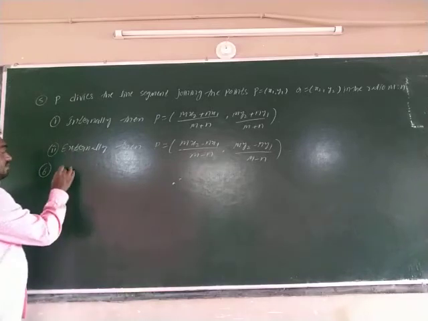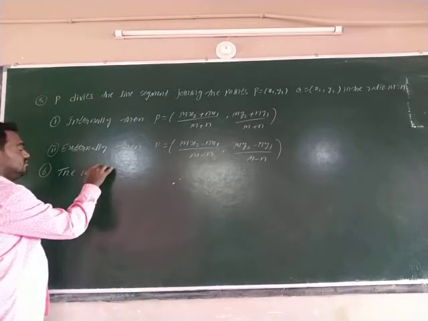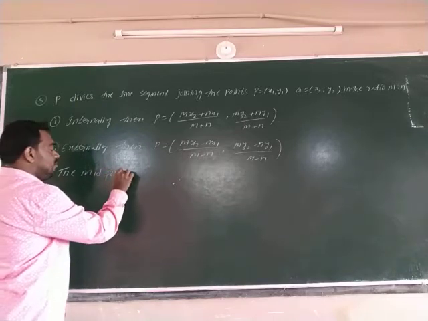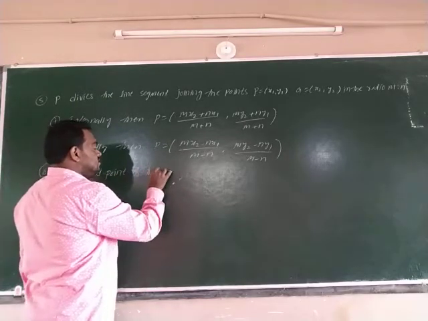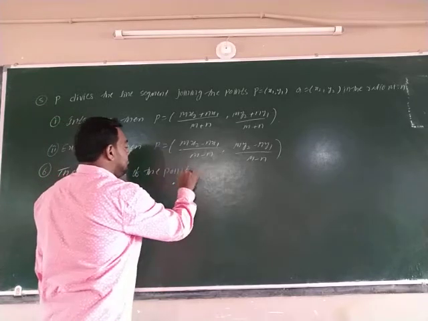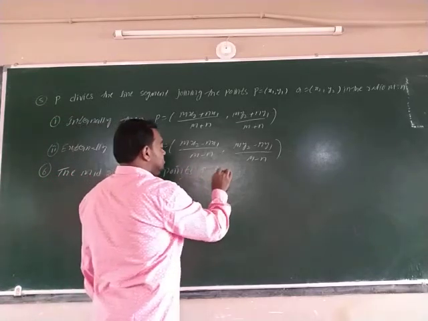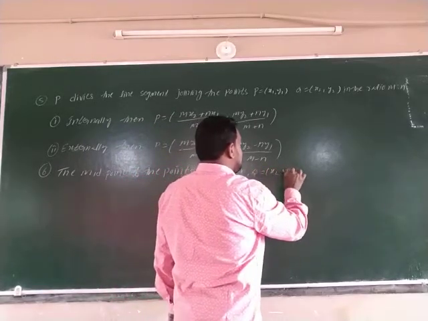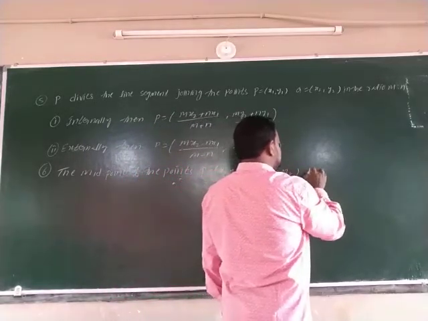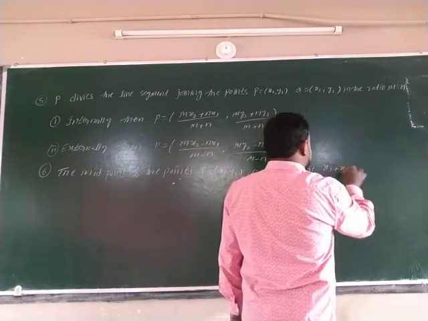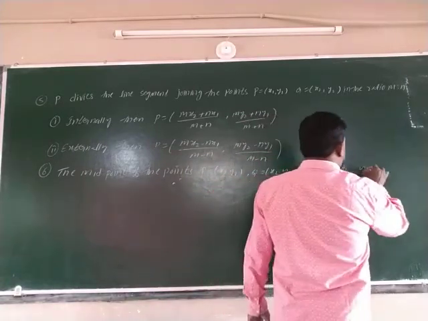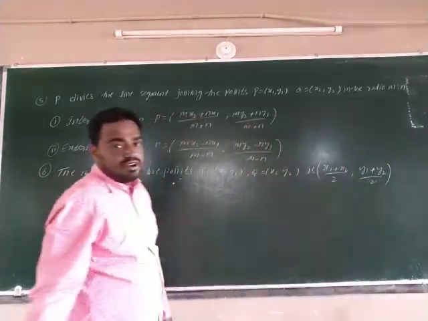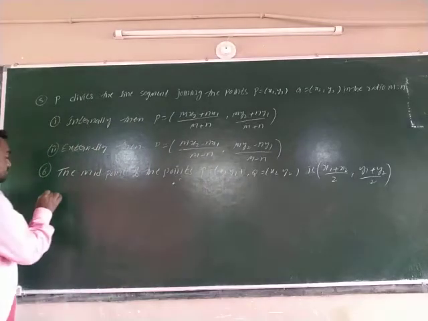Next, the sixth one, the midpoint of the points P (x1, y1), Q (x2, y2) is ((x1 plus x2) by 2, (y1 plus y2) by 2).